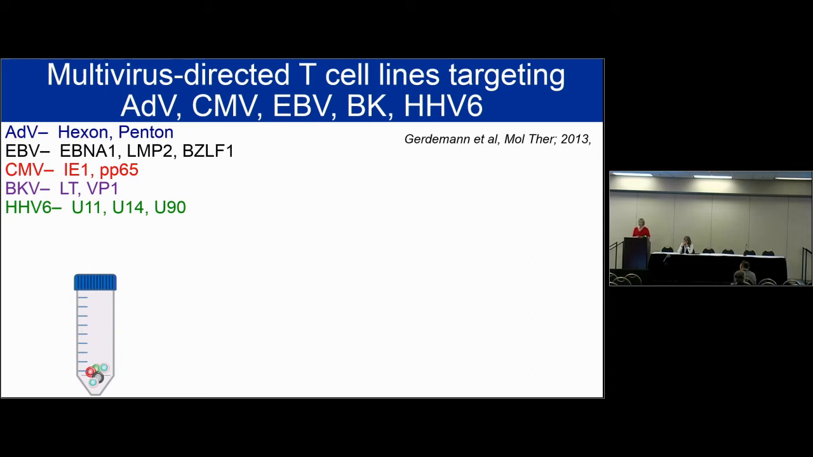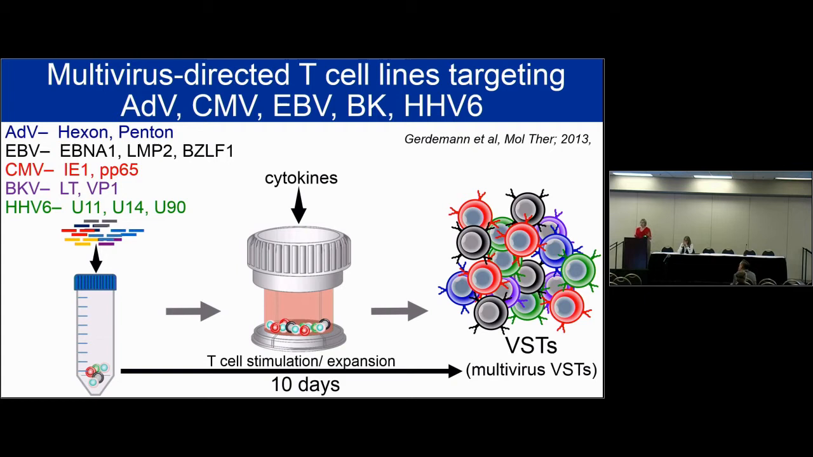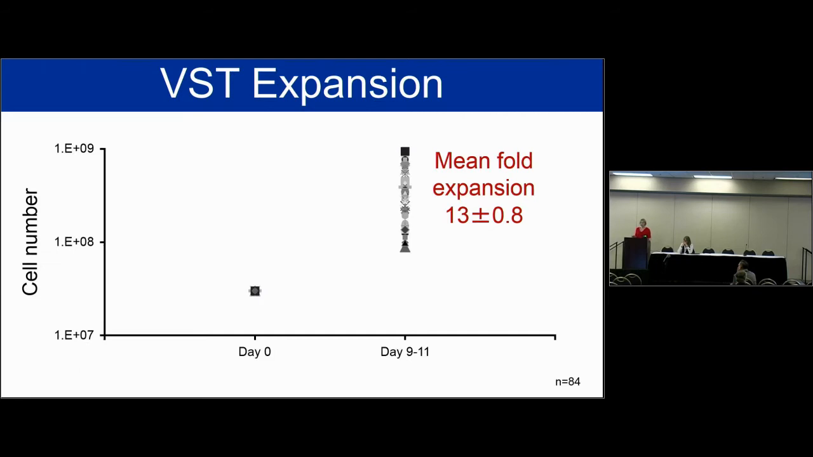We use these to directly stimulate the donor PBMCs, which are subsequently expanded for 10 days in a G-Rex device, which very effectively expands virus-specific T cells in the presence of cytokines that really induce the activation process. And at the end, we have a polyclonal population of cells with different subsets active against the different target viruses.